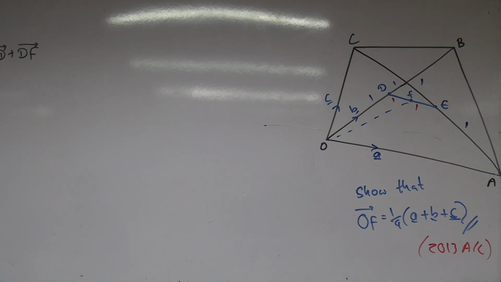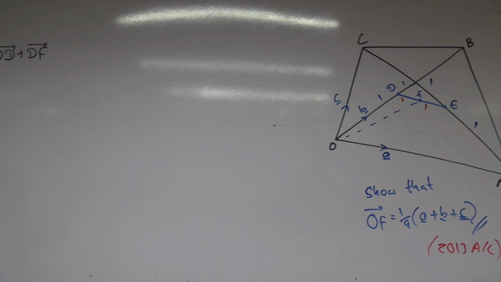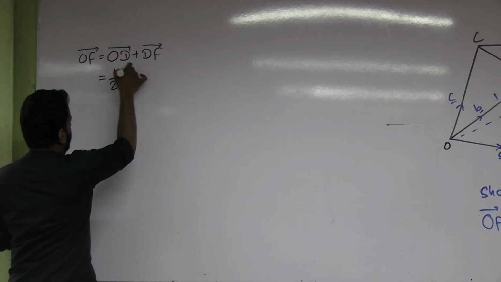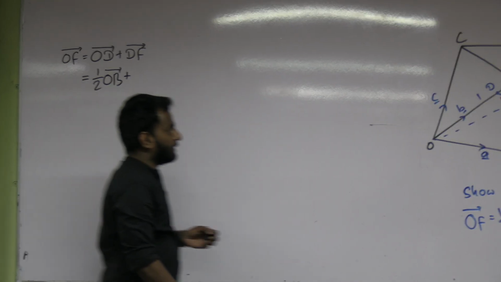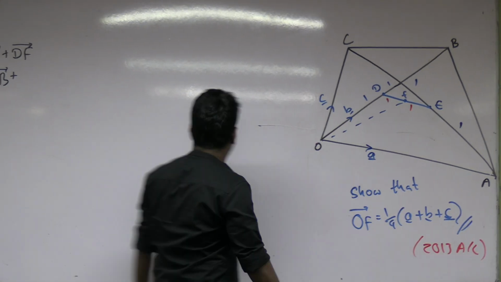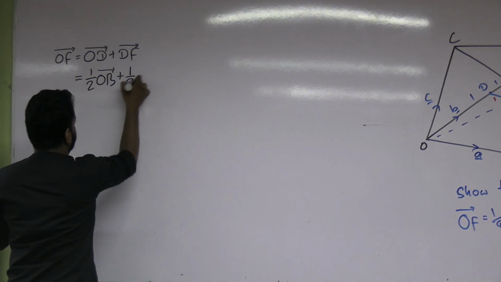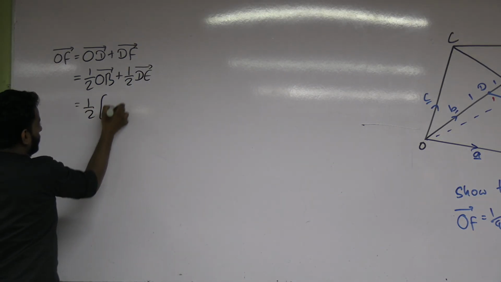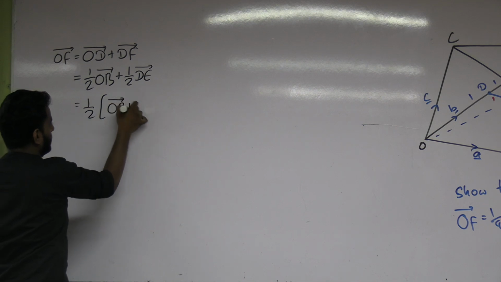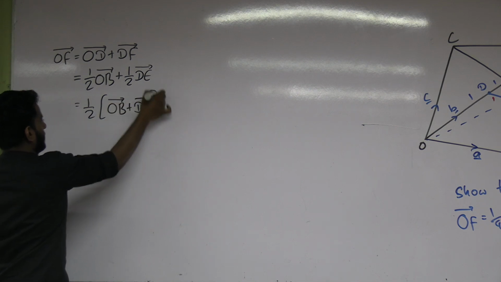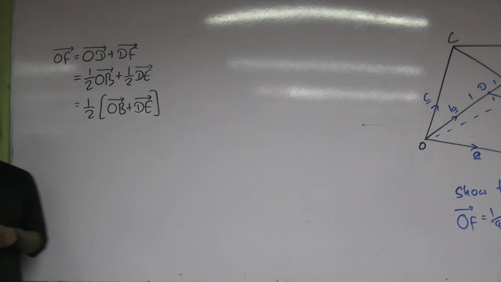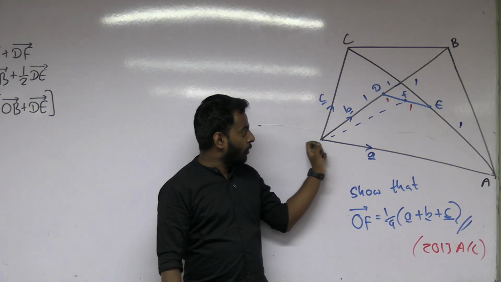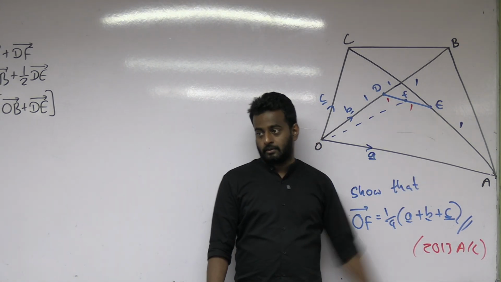Okay. So here OD is half OB, and DF can be written as half of DE. Right, consider half as a common factor. So here what's remaining would be OB and DE. Right, now substitute the values. So OB is simply B. DE can be written as DO, OA and AE, right? Okay, just start from there.